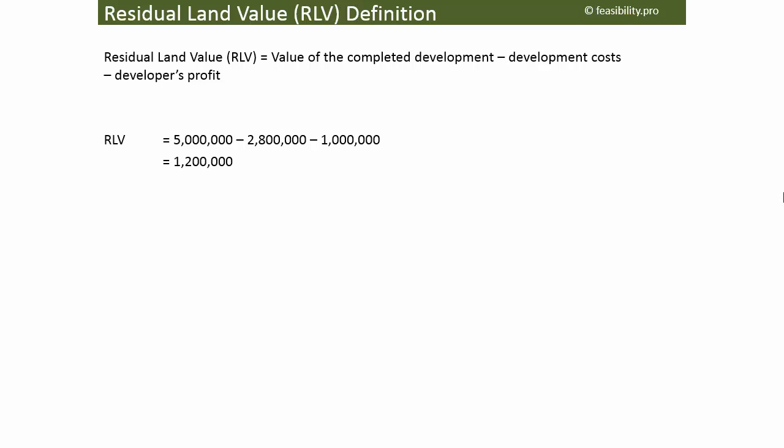Consider another situation where, on the same land, the developer is considering developing a commercial tower rather than a residential tower, and he is expecting to maximize the land value for that particular plot. So in this case, we assume that this is a commercial tower, so it will be sold for 7 million, and the total development cost will be 3.9 million. And he wants to make again 20% on the total completed value, so 20% of 7 million will be 1.4 million. The residual land value will be 1.7 million.